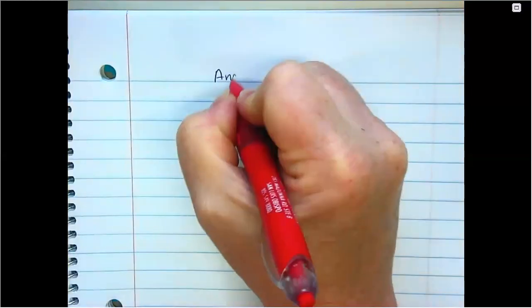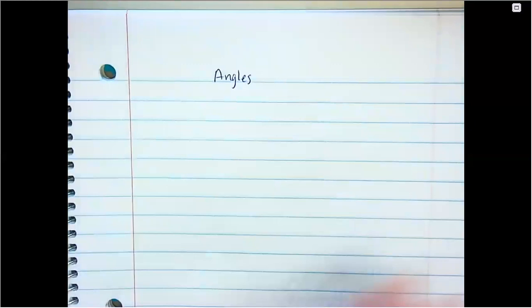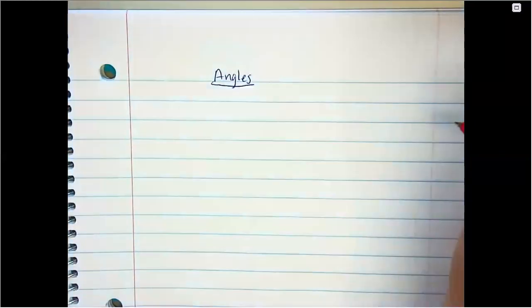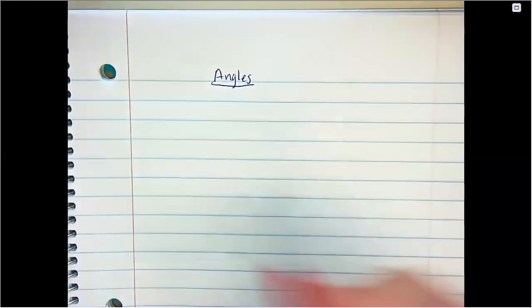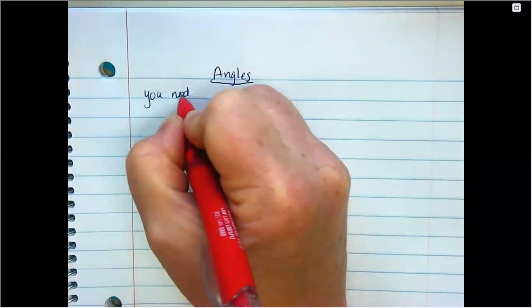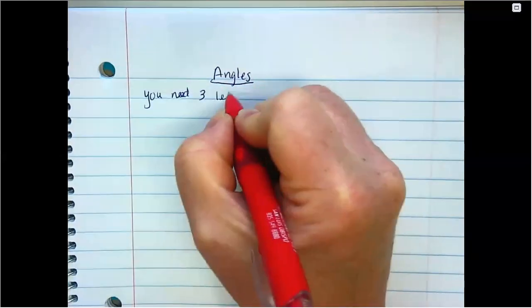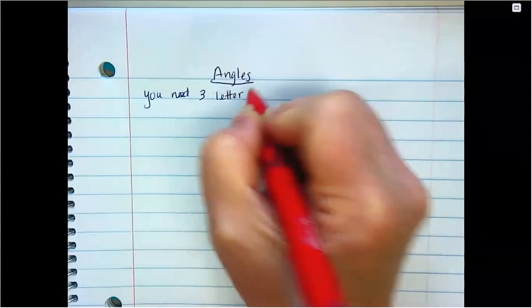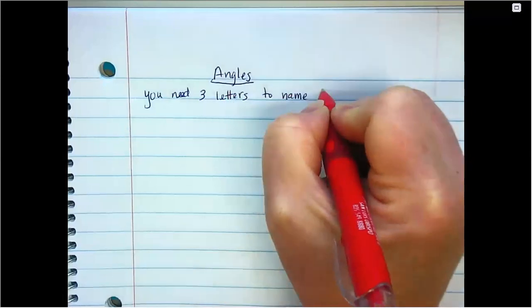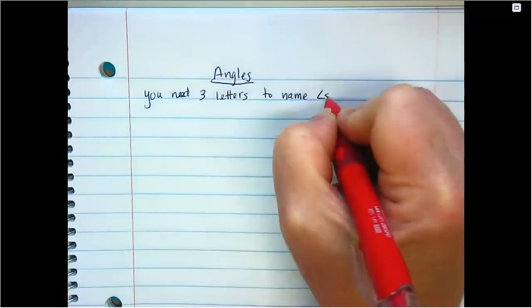But the things that we see now are very similar to what we saw, so it might not be so confusing. We're talking about angles. We needed 2 points to name a line or a segment or ray. We need 3 letters, or dots, coordinates, 3 letters to name angles. And we have a symbol for angles. It looks like that.